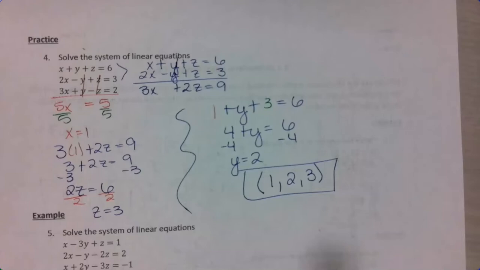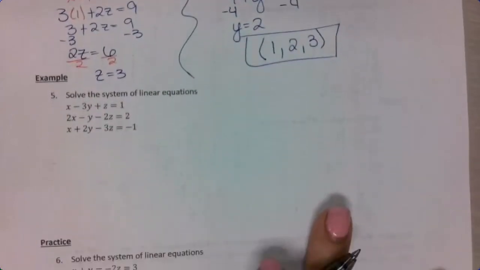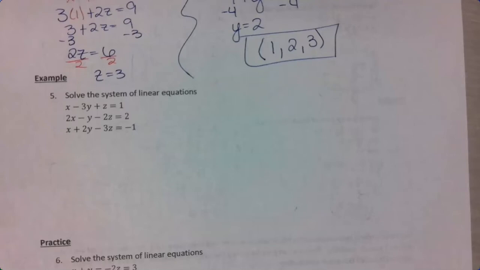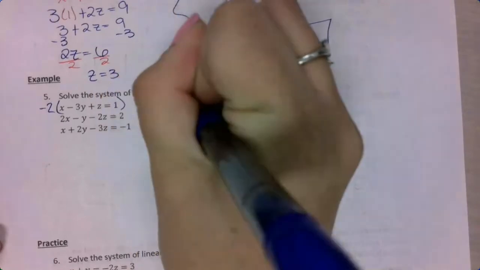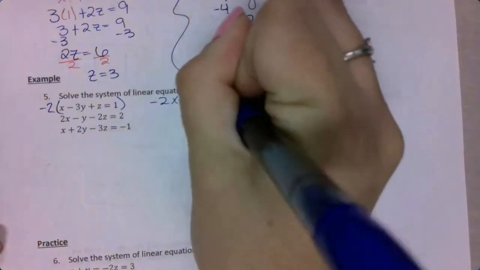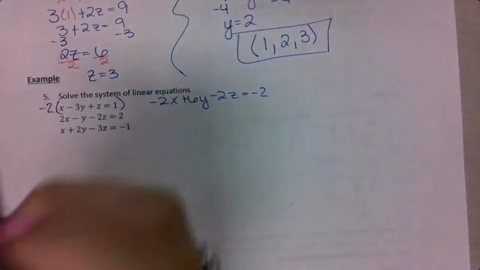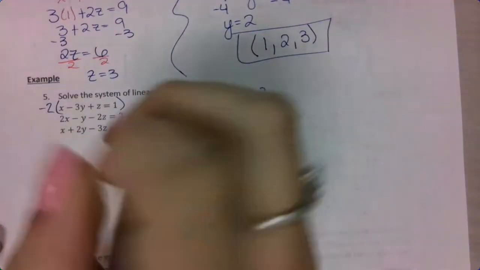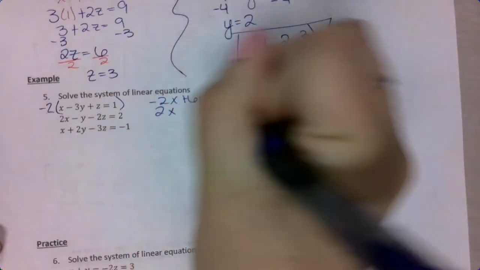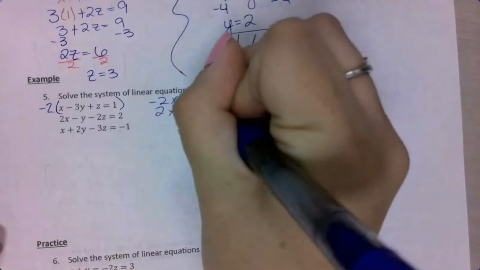Okay, number 5 is exactly what we were just doing. I just need to go ahead and solve it. So on this one, all of these look like I have to multiply to cancel out. I'm going to cancel out my x's. I'm going to multiply this one by -2, which will give me -2x plus 6y minus 2z equals -2, because I just distributed that -2 to all of my terms. Then the second one, I'm just going to add to it and keep the same.